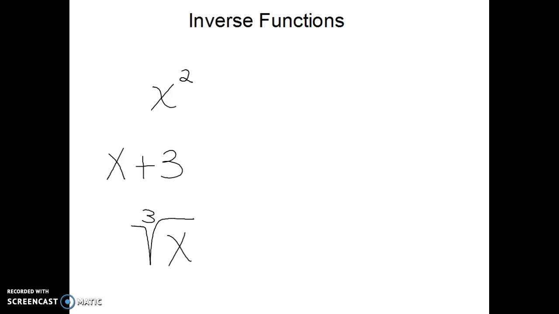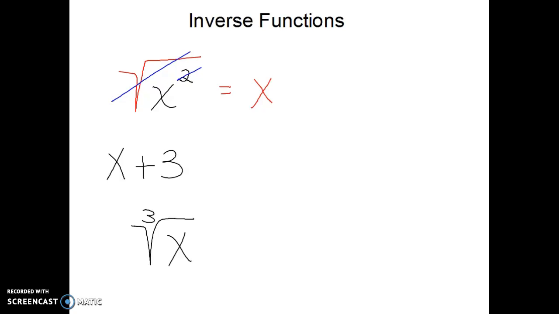I'm going to show you how to find inverse functions. But before we do that, I want to look at some inverse operations. In my first expression, I have x squared. If I apply the square root to that, I would just have x as my final answer. These are considered to be inverse operations. A square root will undo applying the power of 2.